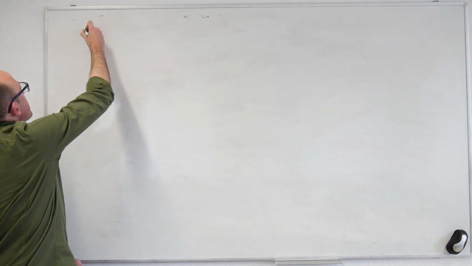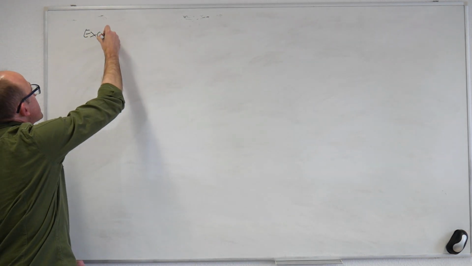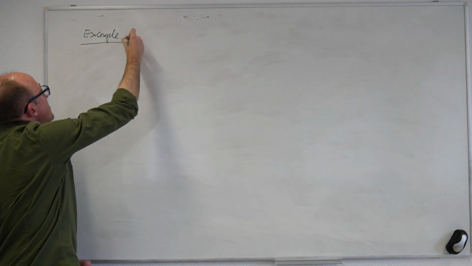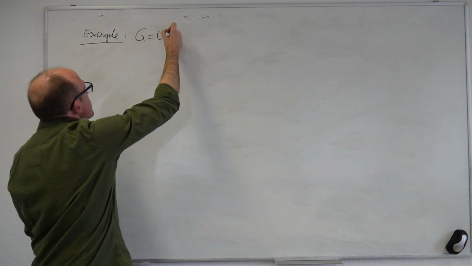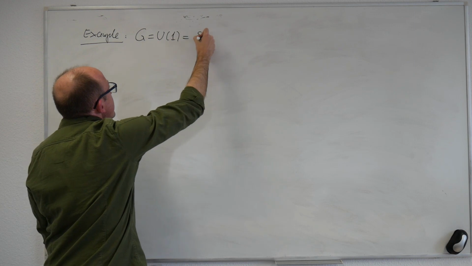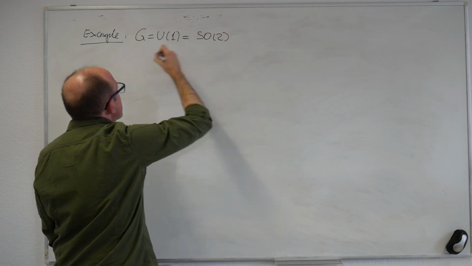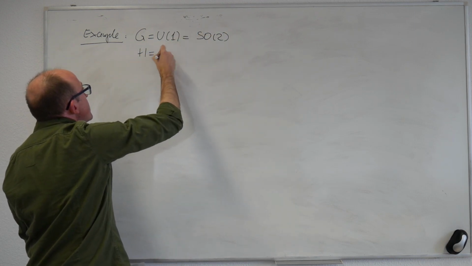So the example that I want to discuss is where the big group is the circle group U(1), or if you prefer, SO(2), and where H is the trivial subgroup.